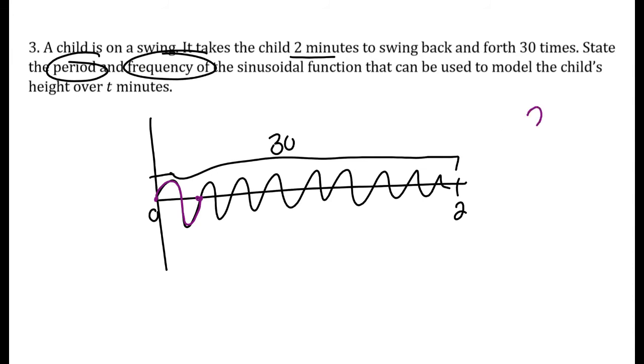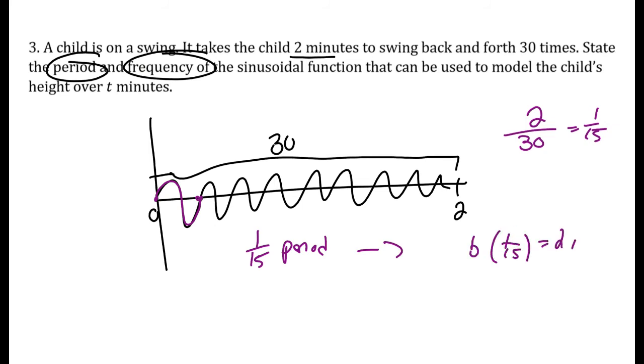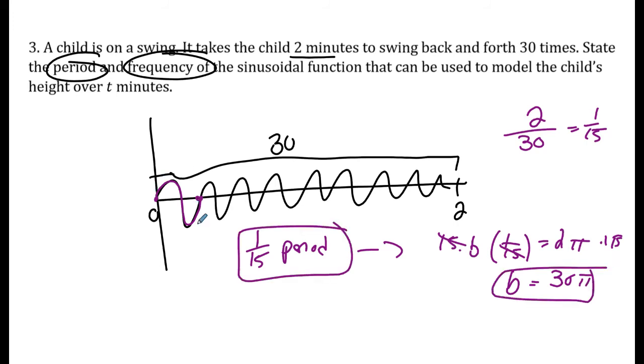So one of them, well, 2 out of 30. The whole is 2. I'm breaking it into 30 parts. I have a whole 2 units here that I'm splitting into 30 parts. So the period is 1/15th minute. 1/15th is the period. It takes 1/15th to get through one cycle. So to get the frequency, I'm going to say BP equals 2 pi. So my B value, when I multiply by 15, would be 30 pi. That's the frequency. Period is 1/15th. Because if I take 1/15th and have 30 of them, that would get me all the way to 2.